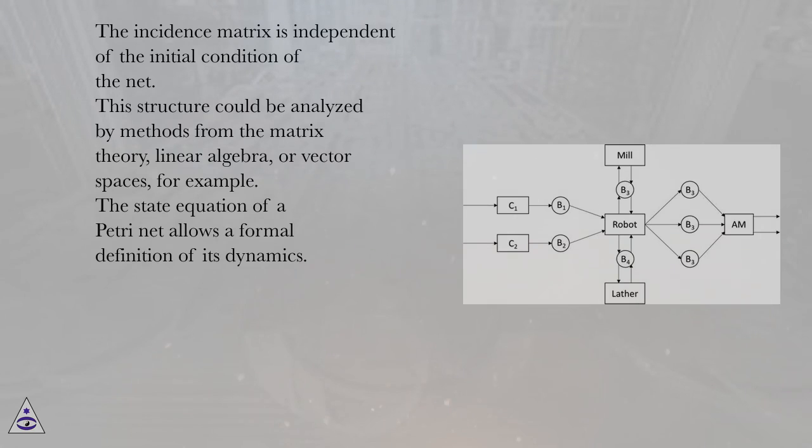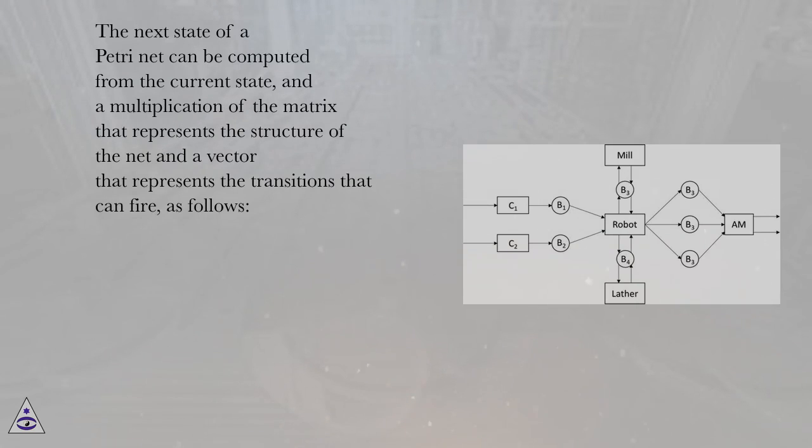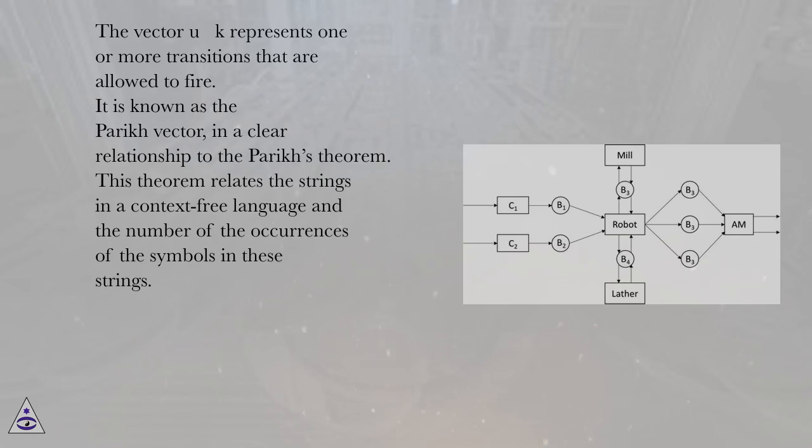The state equation of a Petri net allows a formal definition of its dynamics. The next state of a Petri net can be computed from the current state, and a multiplication of the matrix that represents the structure of the net and a vector that represents the transitions that can fire, as follows. The vector uk represents one or more transitions that are allowed to fire. It is known as the Parikh vector, in a clear relationship to Parikh's theorem.